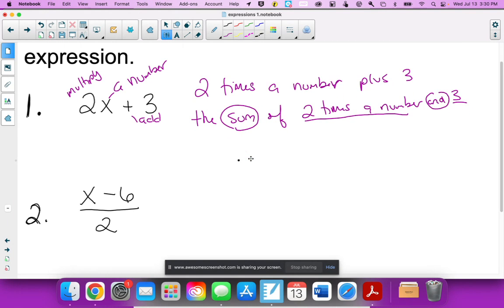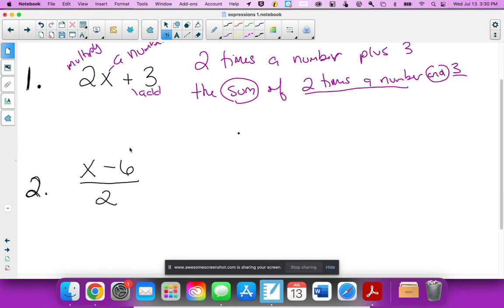Okay, so second one. And again, I said before, I don't want to see the word over. Fractions mean divide. So I am dividing and I am subtracting. Okay, and this is just a number. So we need to figure out a way to show that I am subtracting 6 from this number and then dividing by 2. So you can use the word then with the comma. Again, lots of different ways.